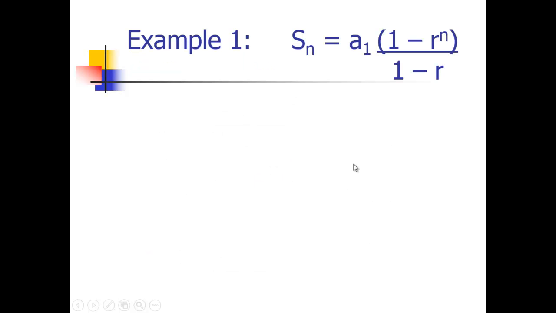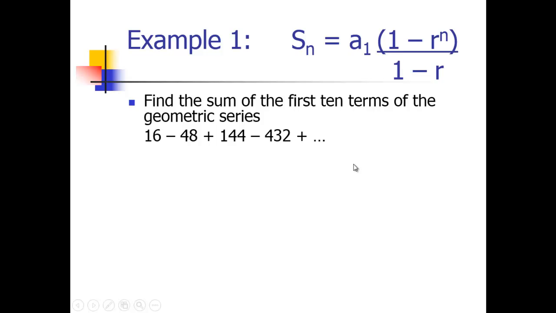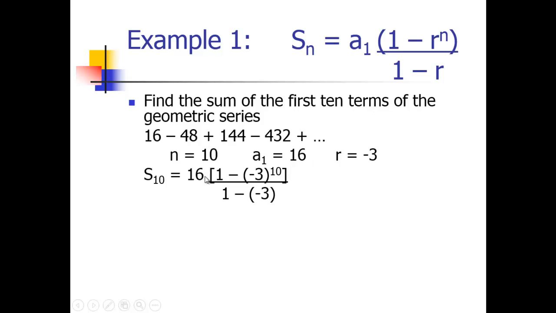For example, find the sum of the first 10 terms of the geometric series. First 10 terms, so in here n is 10. For this sequence, we know that a_1, the first term, is 16. How about the ratio? Negative 48 divided by 16, so the ratio is negative 3. Just substitute n, a_1 and r into the formula. So the answer is negative 1192.